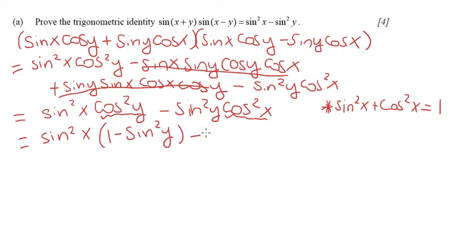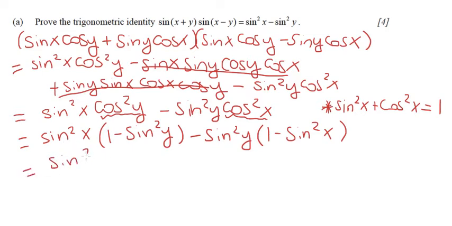Okay, same thing over here. We have sine squared y, changing this cosine into a sine. So 1 minus sine squared x. Okay, distributing these in, we will get sine squared x minus sine squared x sine squared y. Okay, distributing this negative sine squared y into this term.